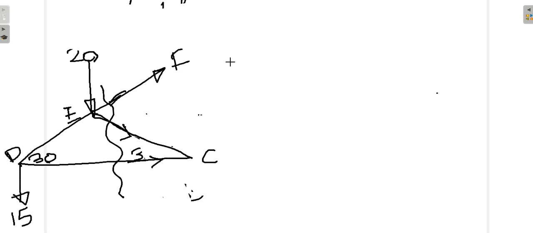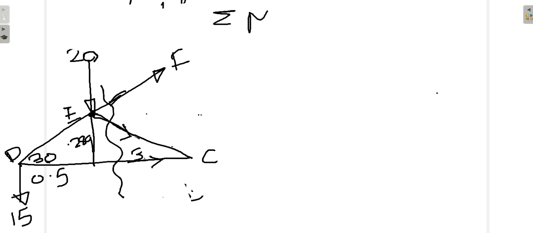Alright friends, now if you want to find FDC, then we have to take moments about point E. If we take moments about point E, EF will go, EC will go, and the only thing left will be DC. We have already computed the vertical distance as 0.289. So the moment of DC about point E will be with arm 0.289, and for the 15 Newton force about point E, this particular distance we have computed as 0.5.